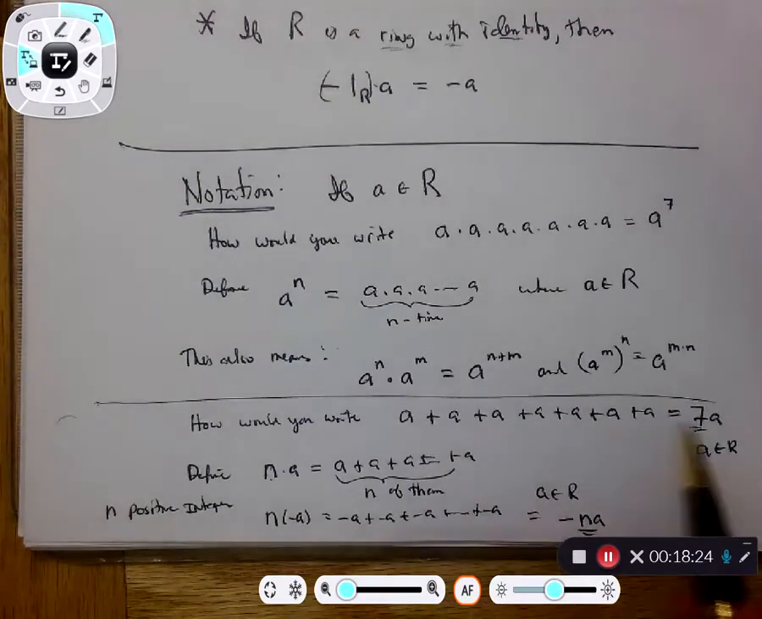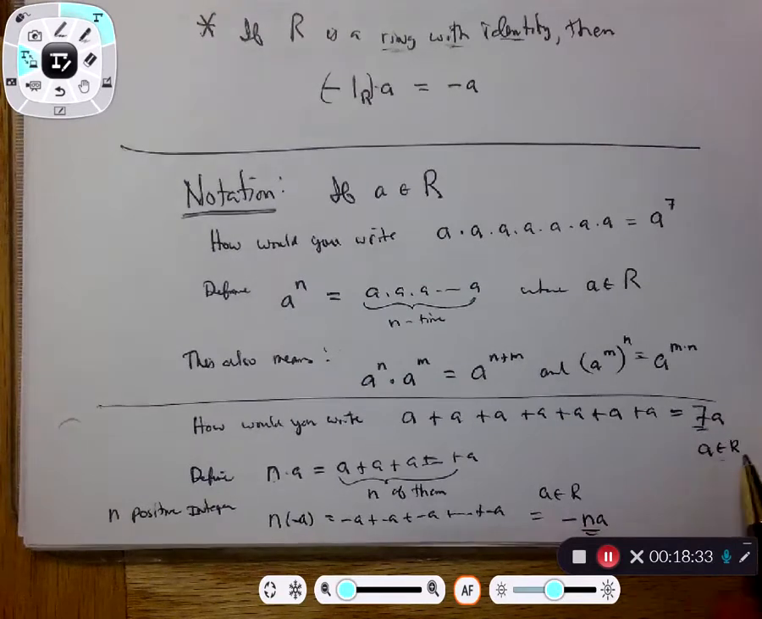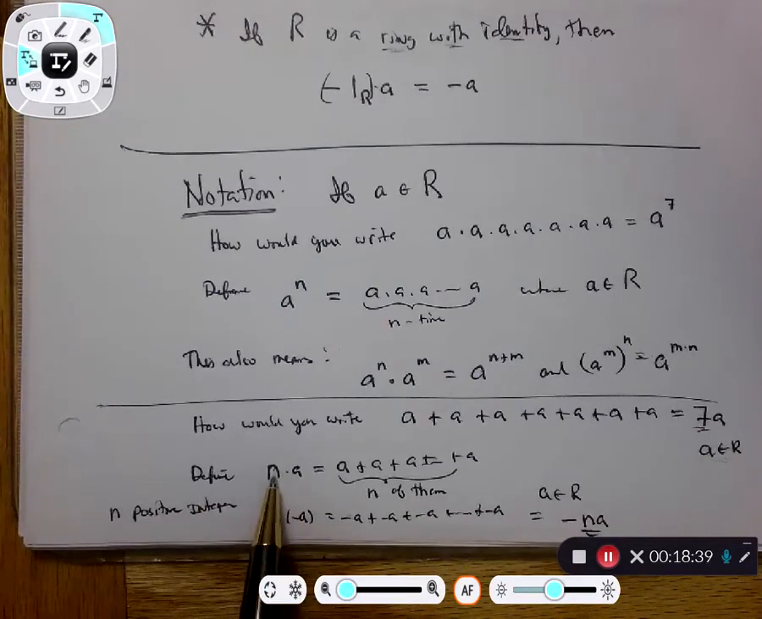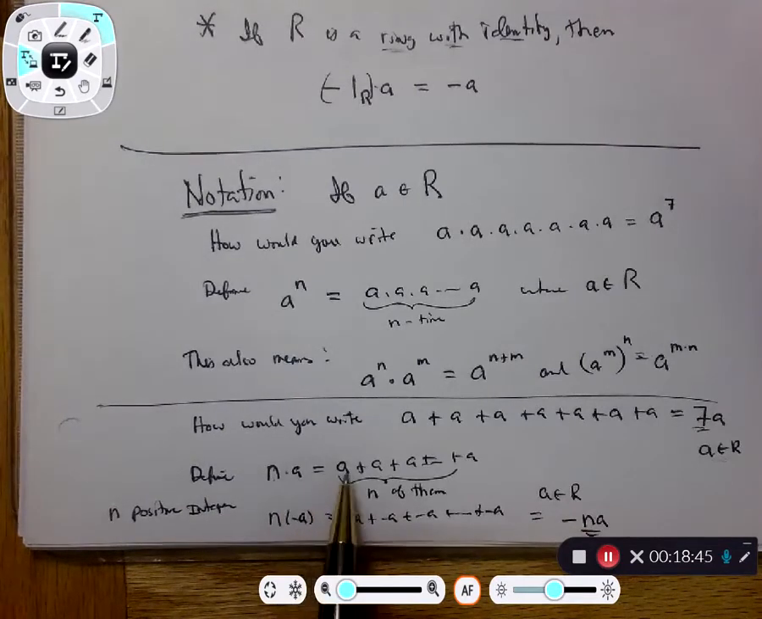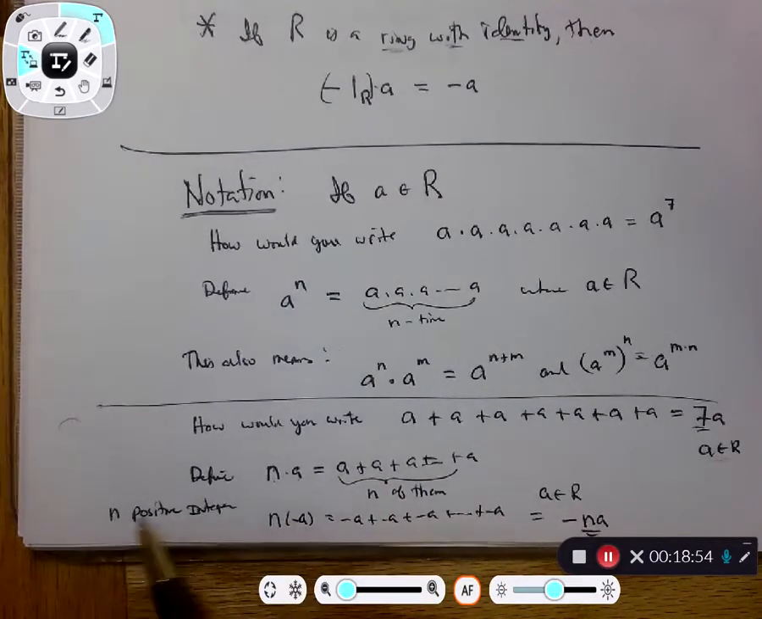So it's 7 times a, but 7 is not an element of the ring. Only a is an element of the ring. A is an element of R. So again, we're going to make a definition here. The definition, we're going to define n times a, where n is that positive integer, and a is the element of the ring. So if you have n times a, that's the same thing as n plus n plus n plus n dot dot dot plus n, n of them being added together. So n is a positive integer.